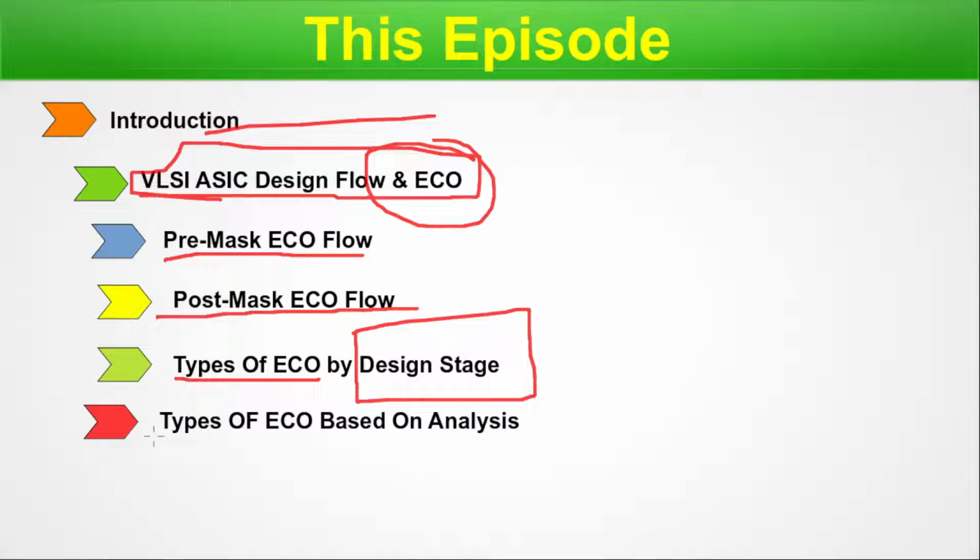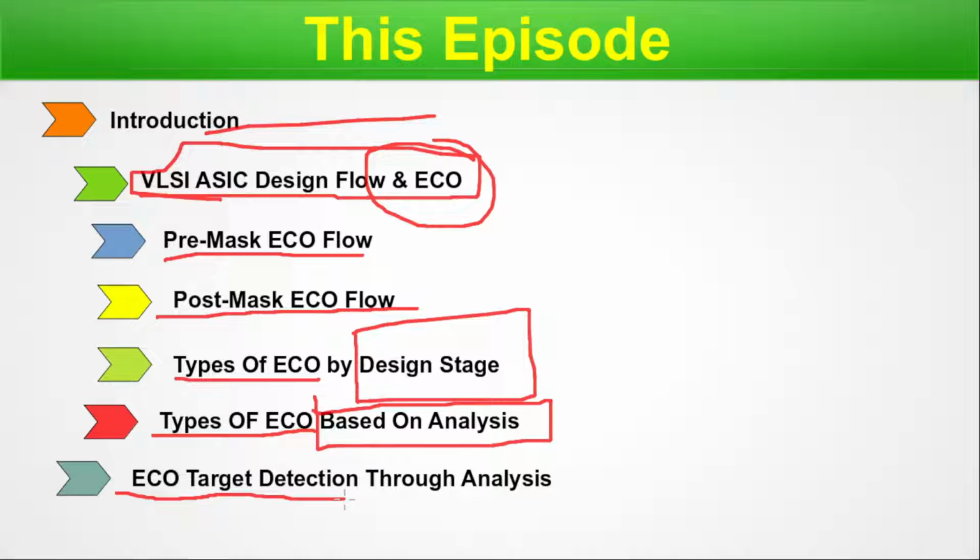Next, we will talk about different types of ECO based on the analysis, that is the detection method. Next, we will talk about the ECO target detection through analysis. Here we will talk about the detection of the ECO violation through different analysis which we have talked about here, and we will show the methodology through which generally an engineer does find out the proper ECO violations and avoid any false alarm.